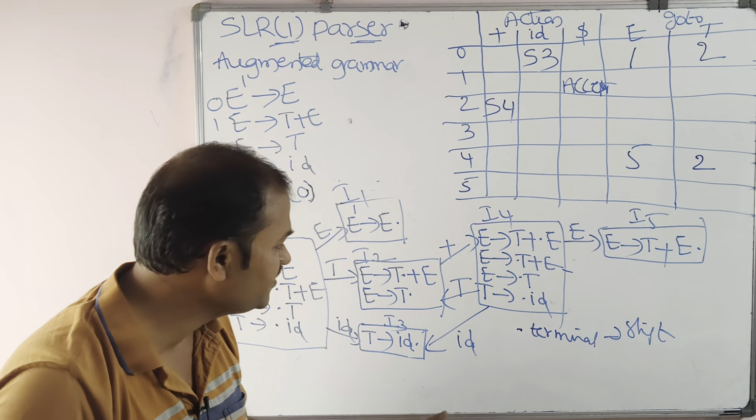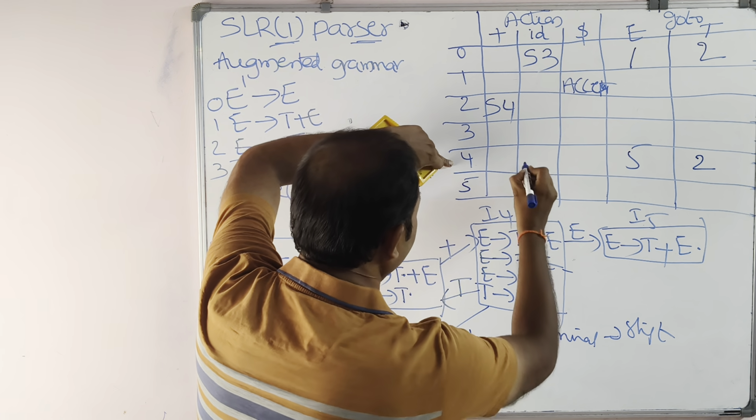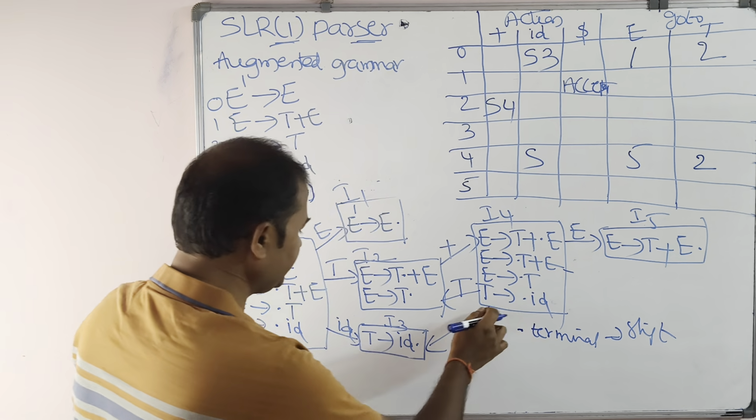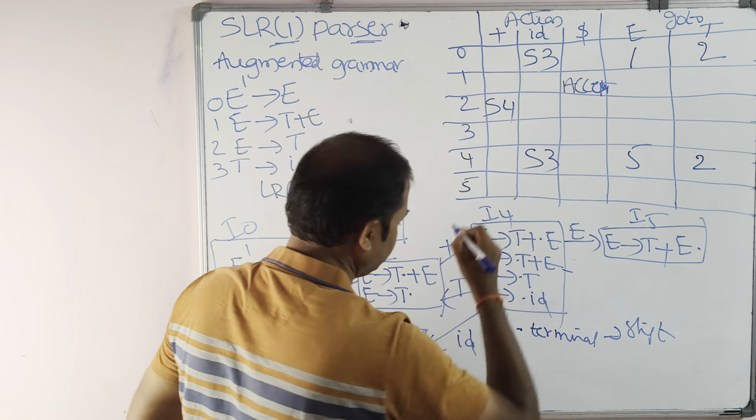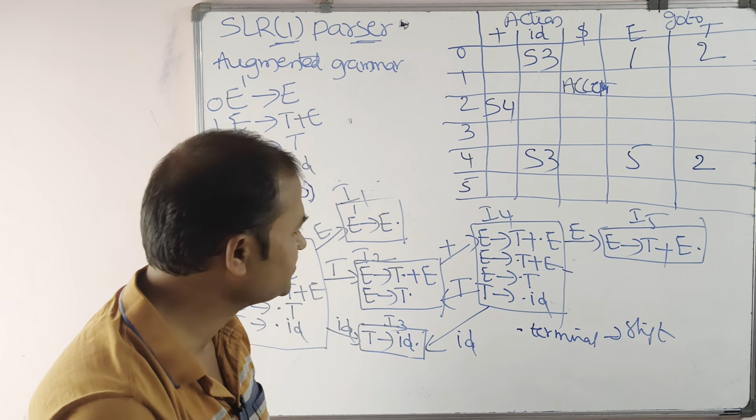After the dot we have a terminal, so we have to perform the shift operation. So the fourth state on applying ID goes to which state? S3. S3. The fourth one is over.